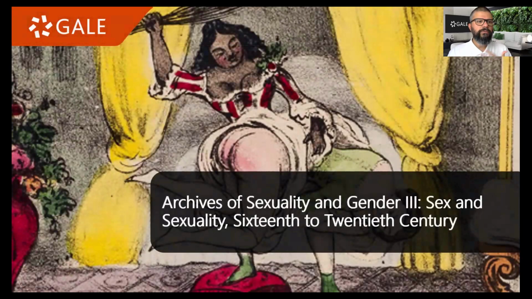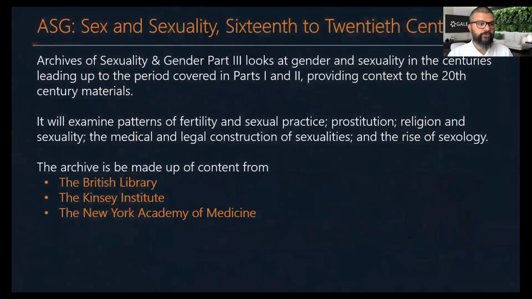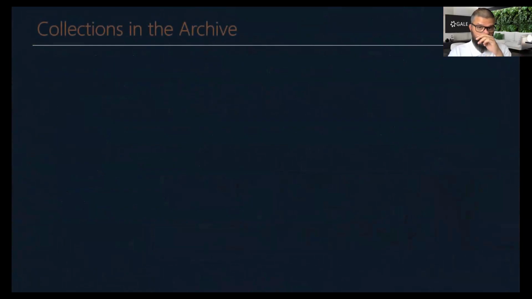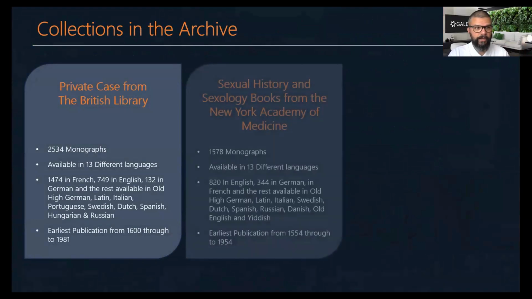All right, let's move into the Archives of Sexuality and Gender Part 3, which is looking at essentially these case files. These are three key collections from the British Library, the Kinsey Institute, and the New York Academy of Medicine. Each of these are really interesting collections. You can see over here from the British Library, we've got about 2,500 monographs. There's multiple different languages over here. These are private case files. The earliest publication is from 1600.